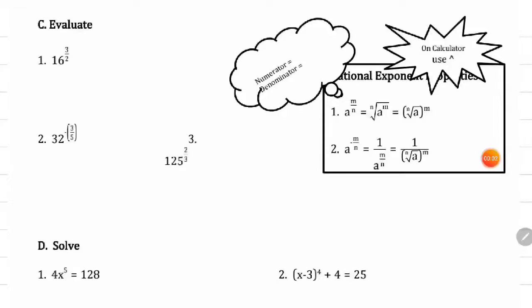Interesting. Clouds, lightning, different bubbles. Okay, anyways.